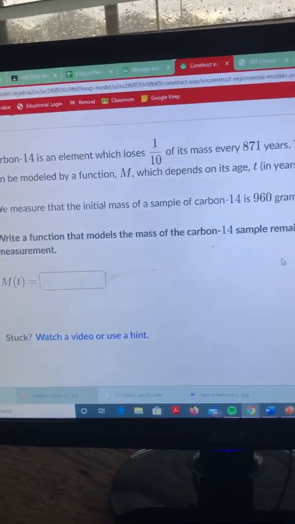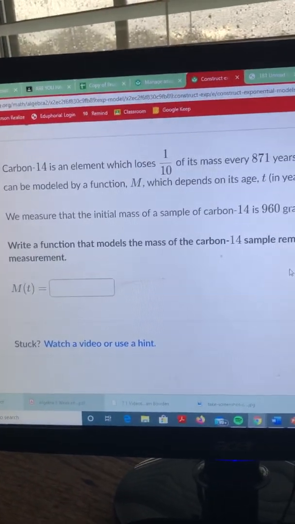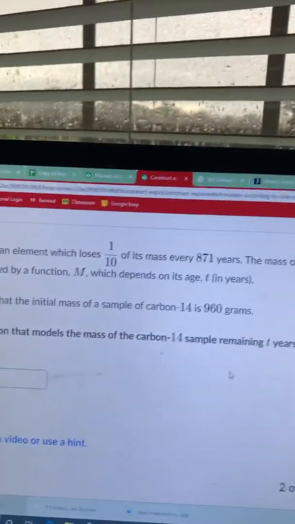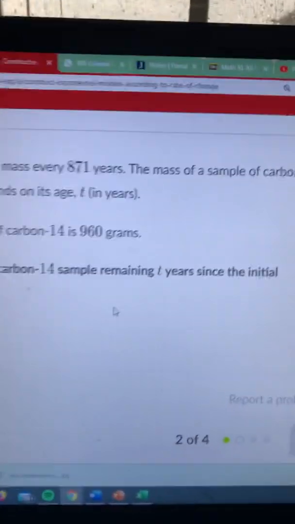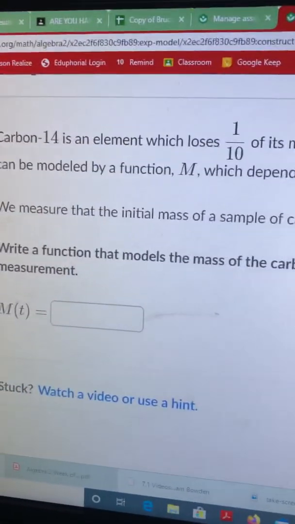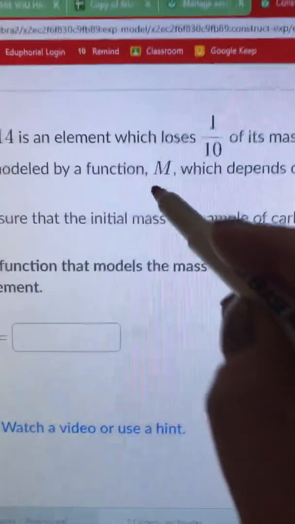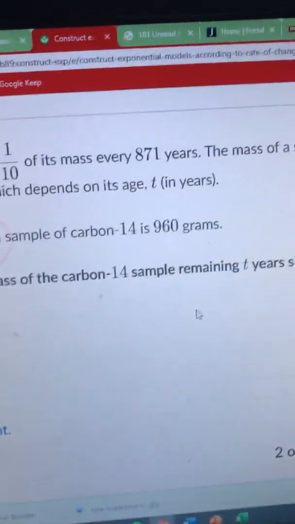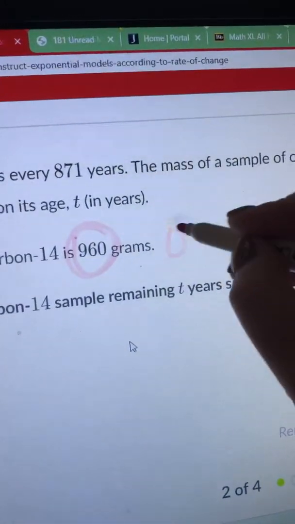So, here's one of the problems. I think this is like number 2 on that sucker you were talking about. It says carbon-14 is an element which loses 1/10 of its mass every 871 years. The mass of a sample of carbon-14 can be modeled by the function m, which depends on t. We measure that the initial mass of the sample of carbon-14 is 960. Okay, so this initial mass of 960 is the letter A.